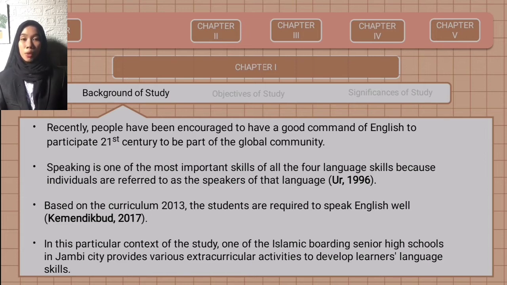Since English is a compulsory subject at the senior high school level in Indonesia, it is also taught in private Islamic boarding schools. In the school, usually Arabic and English are encouraged to be used for daily communication. In this particular context of the study, one of the Islamic boarding senior high schools in Jambi City provides various extracurricular activities to develop learners' language skill. English activity is provided inside the classroom and outside the classroom, formulated as an English program.